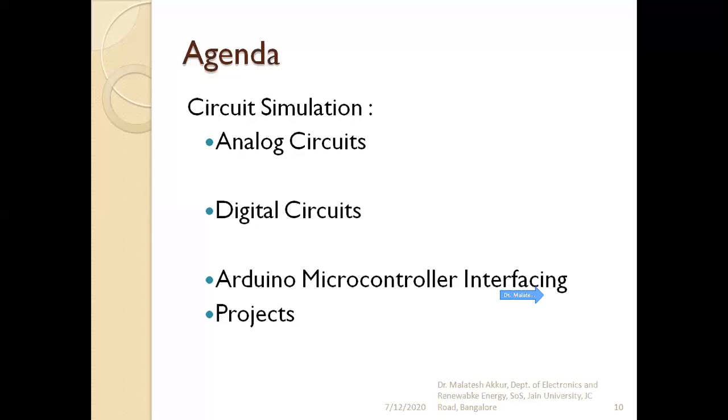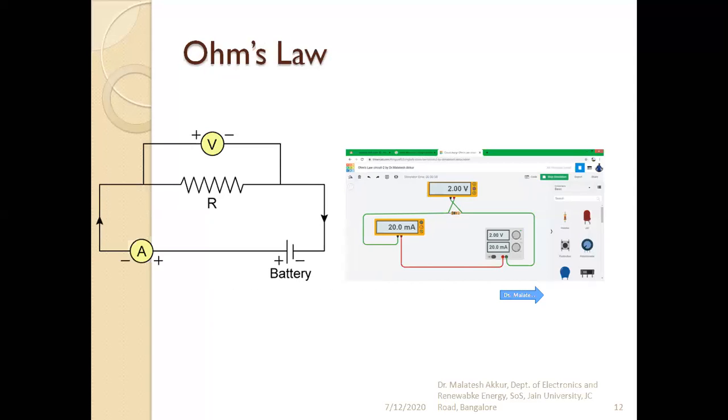So that is the major part of this webinar series. Take the analog circuits, for example Ohm's law. To verify Ohm's law, we need only one battery, that is an RPS or a cell, one ammeter, one voltmeter, and a resistor. We can select any resistor.